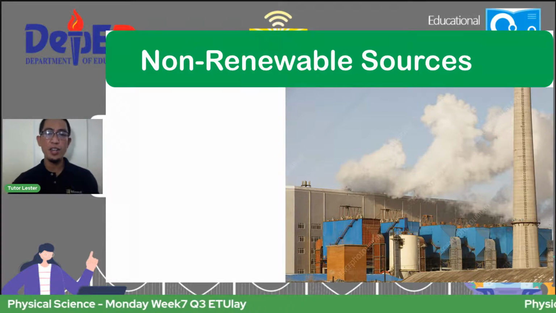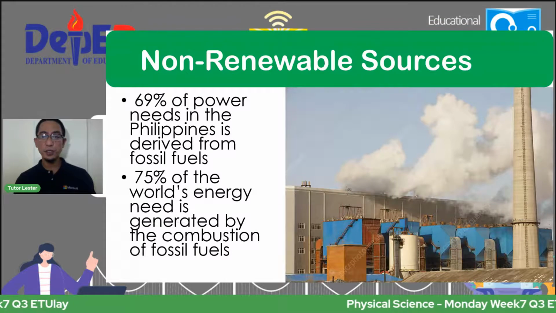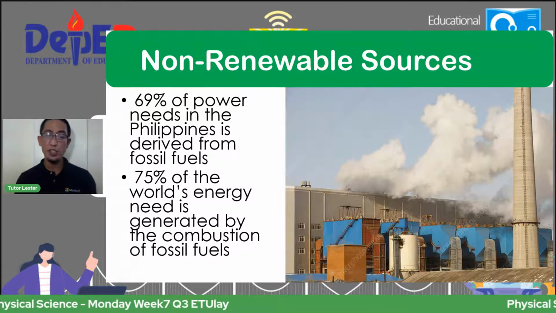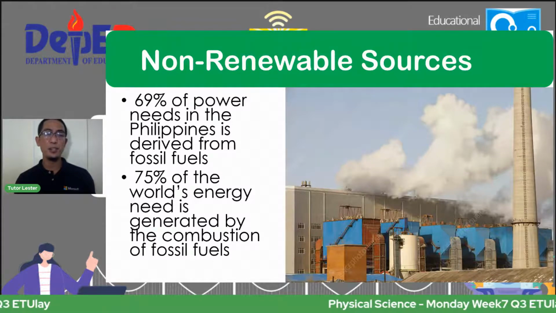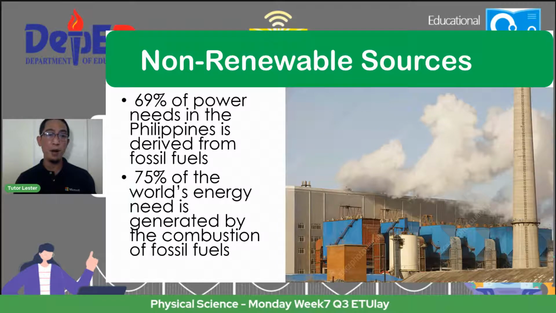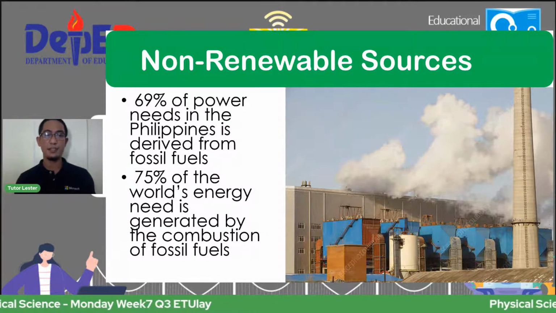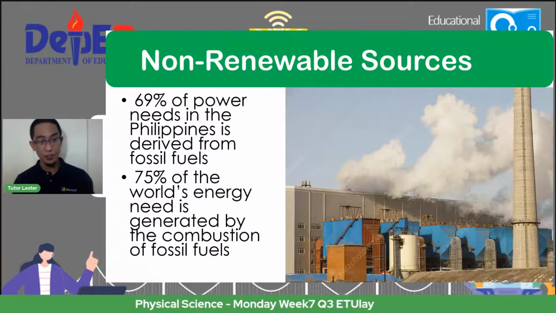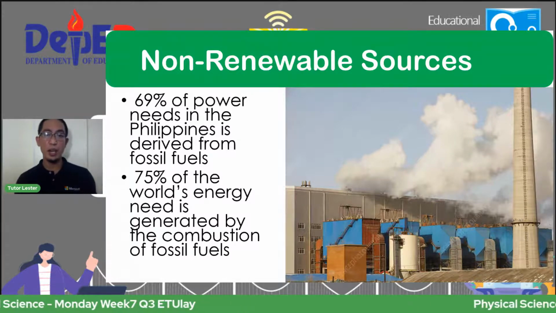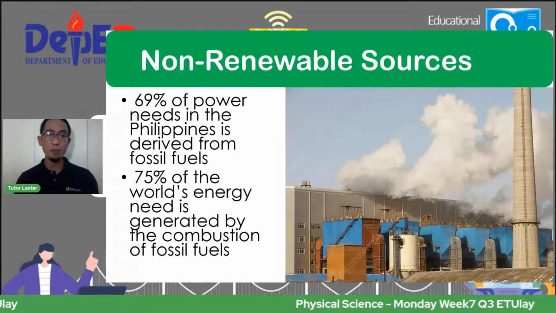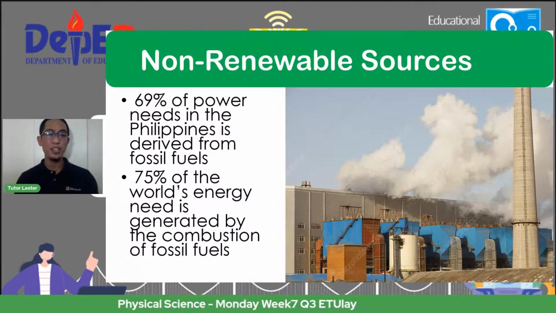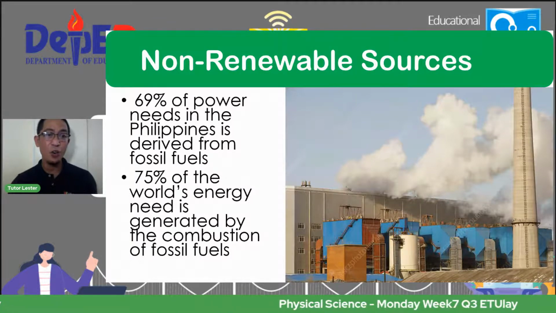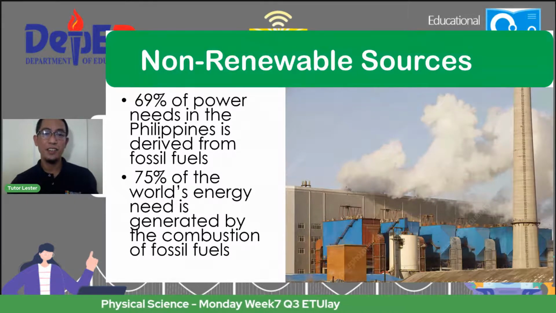So let us state some facts on energy generation. 69% po ng power needs dito sa Pilipinas ay derived from fossil fuels. Ibig sabihin po, 69% of our energy needs is derived from power plants that use fossil fuels. And 75% of the world's energy need is generated by, of course, the burning of this fossil fuel. So, with this percentage, ano po ang sinasabi nitong percentage sa inyo with regards to the energy generation and how we are dependent on these fossil fuels?